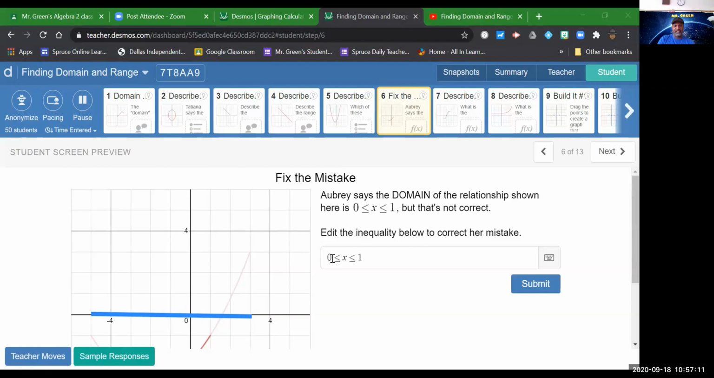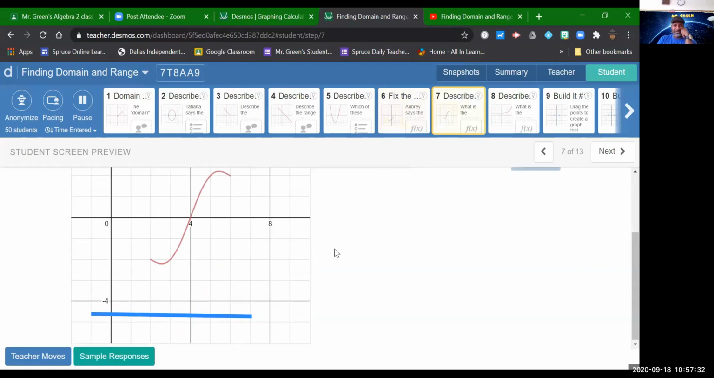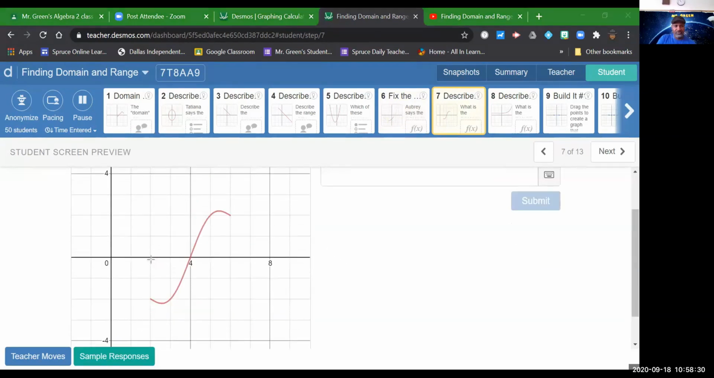I'm going to change the starting point from 0 to -5, and I'm going to change the ending point of the domain to +3. Now if I submit that, you'll see the whole curve is highlighted. Okay, so let's do the domain of this graph.